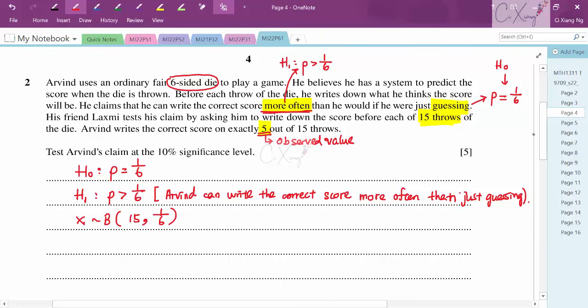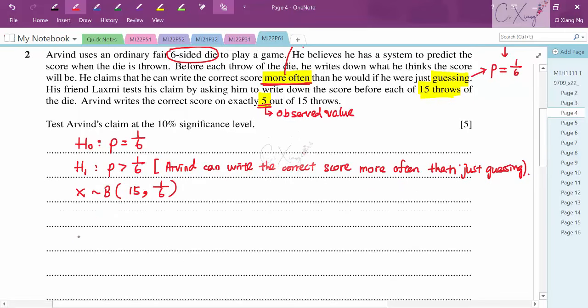And to carry out the test, now I need to calculate the p-value. To get the p-value, I need the observed value. So the 5 just now is the observed value from our experiment. Then to calculate the probability, generally we are going to calculate the area, or p-value, of each side. For this one, we have greater than 1 over 6, so greater means that we are having a one tail test, and we are interested in the area on the right hand side. Right hand side means that you should calculate the probability for x greater than or equal to 5.